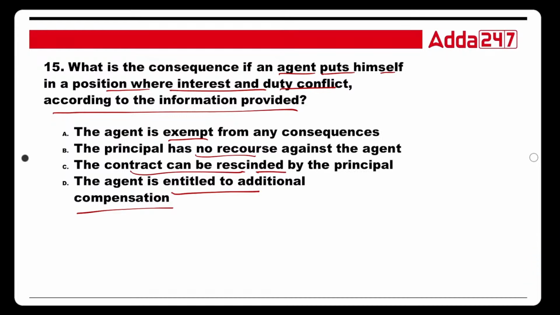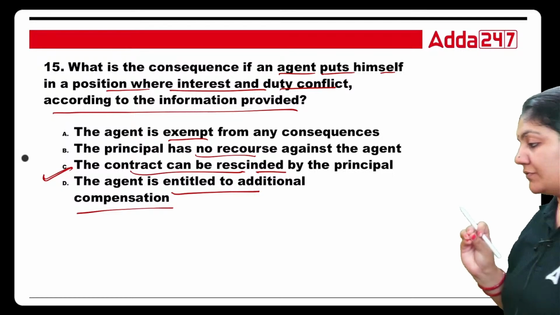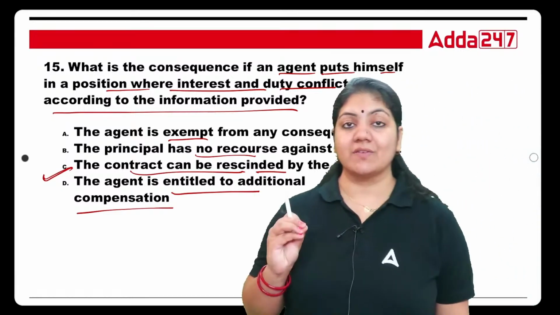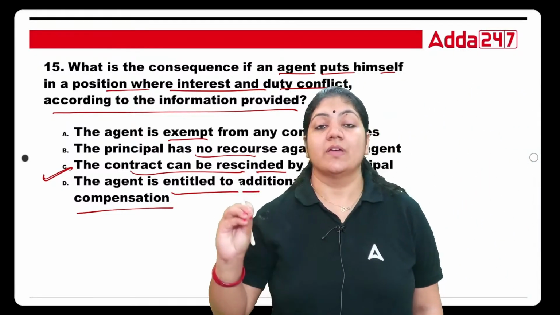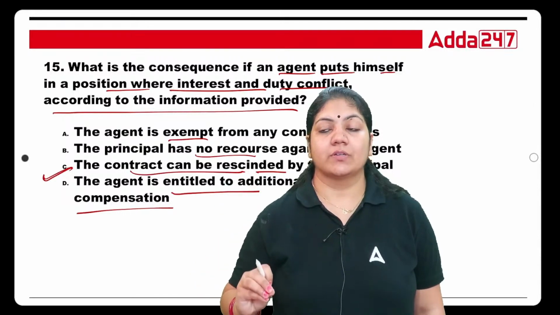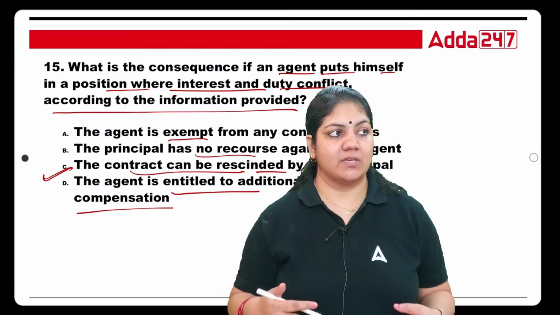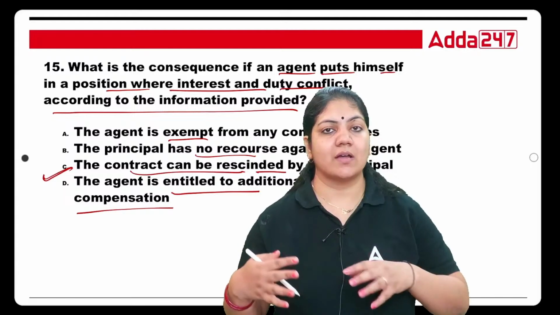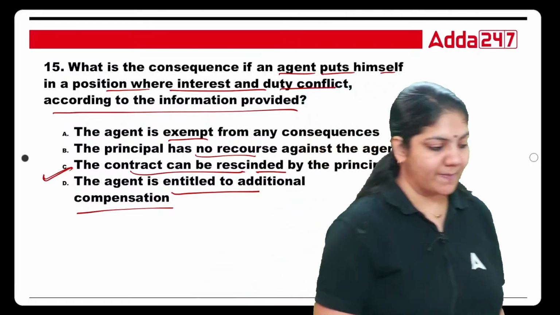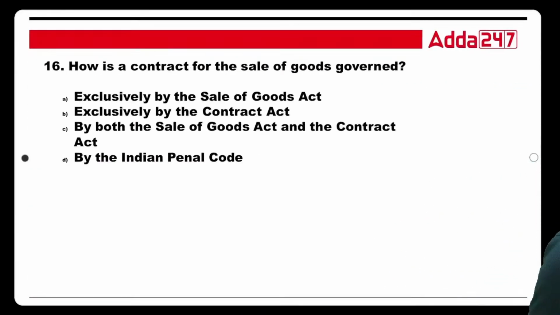So class, in this case, the contract can be rescinded by the principal because the agent has to work according to the direction given by the principal. So the agent has no right to do anything in which the decision or things are in contrast with the principal. Okay, now next, how is the contract for the sale of goods governed?